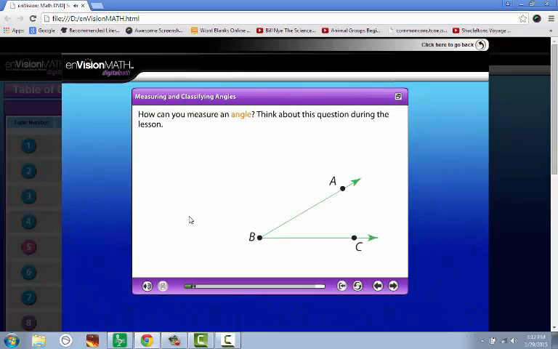How can you measure an angle? Think about this question during the lesson.